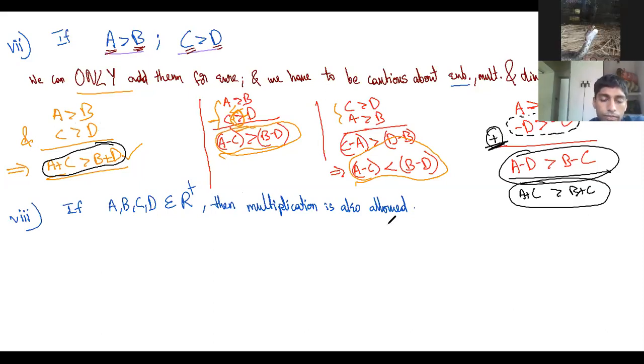Sir, how can we say that A minus D is greater than B minus C is the same as A plus C is greater than B plus D that you told just now? Okay, see. Let us start from here. Do you agree that A plus C is greater than B plus D? Yes, sir. Okay. Now from note 2, we know that we can subtract on both sides. You can check note 2, A minus K is always greater than B minus K. I told, the difference is maintained.